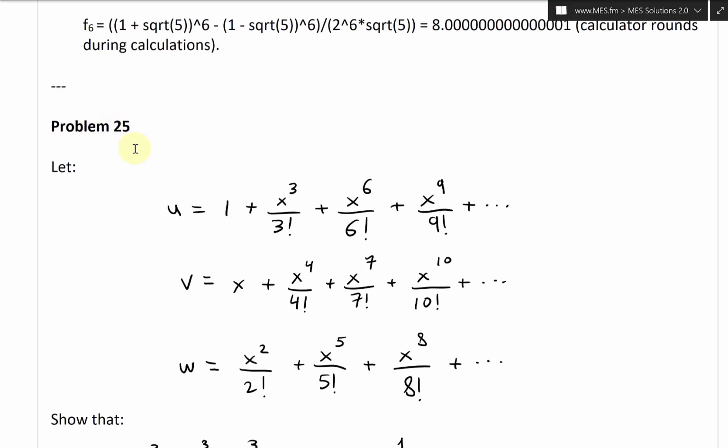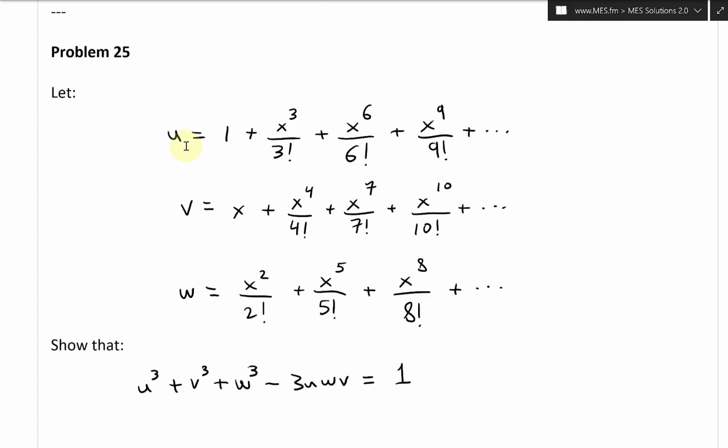Problem 25 says: let u equal 1 plus x cubed divided by 3 factorial plus x to the 6 divided by 6 factorial plus x to the 9 divided by 9 factorial plus dot dot dot. And then we're given v equals x plus x to the 4 divided by 4 factorial plus x to the 7 divided by 7 factorial plus x to the 10 divided by 10 factorial plus dot dot dot.